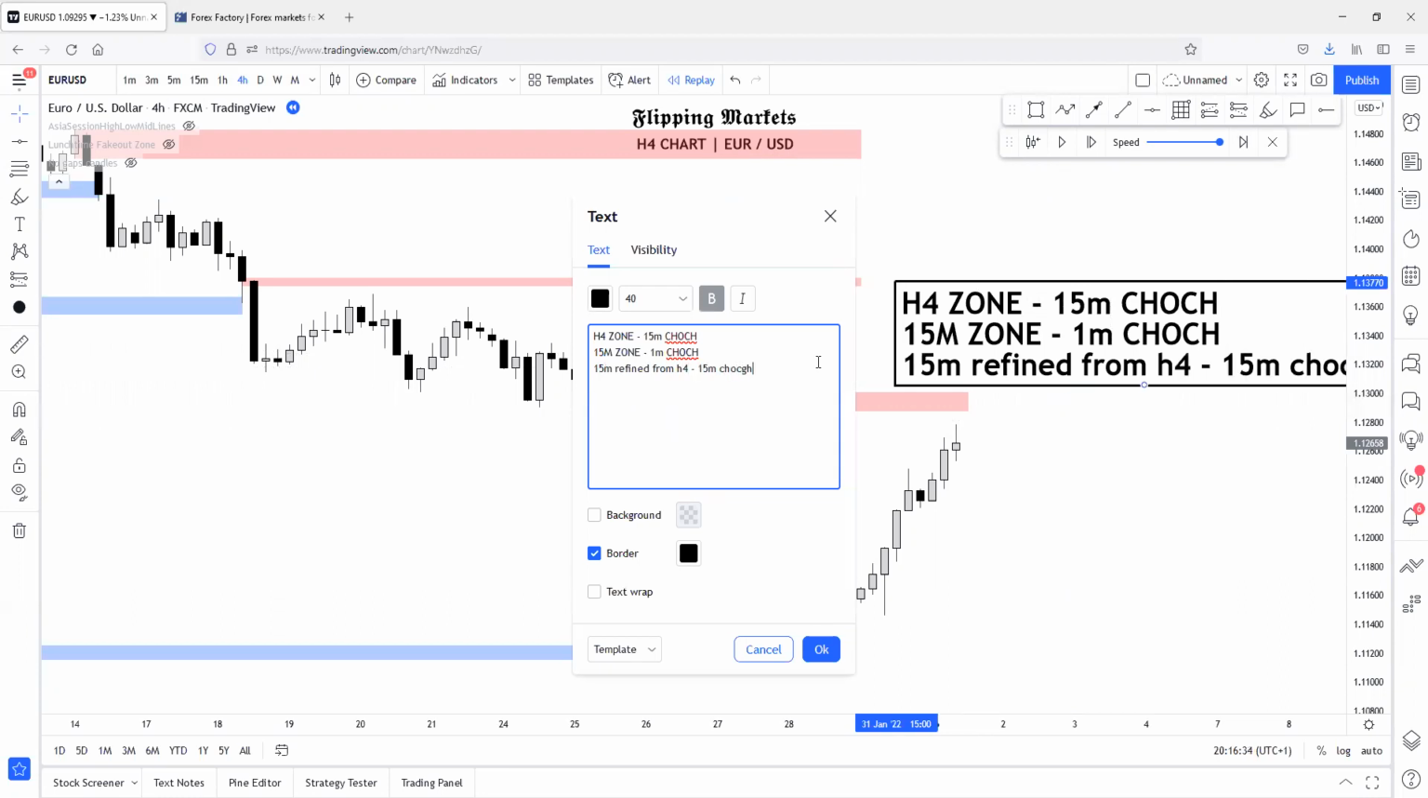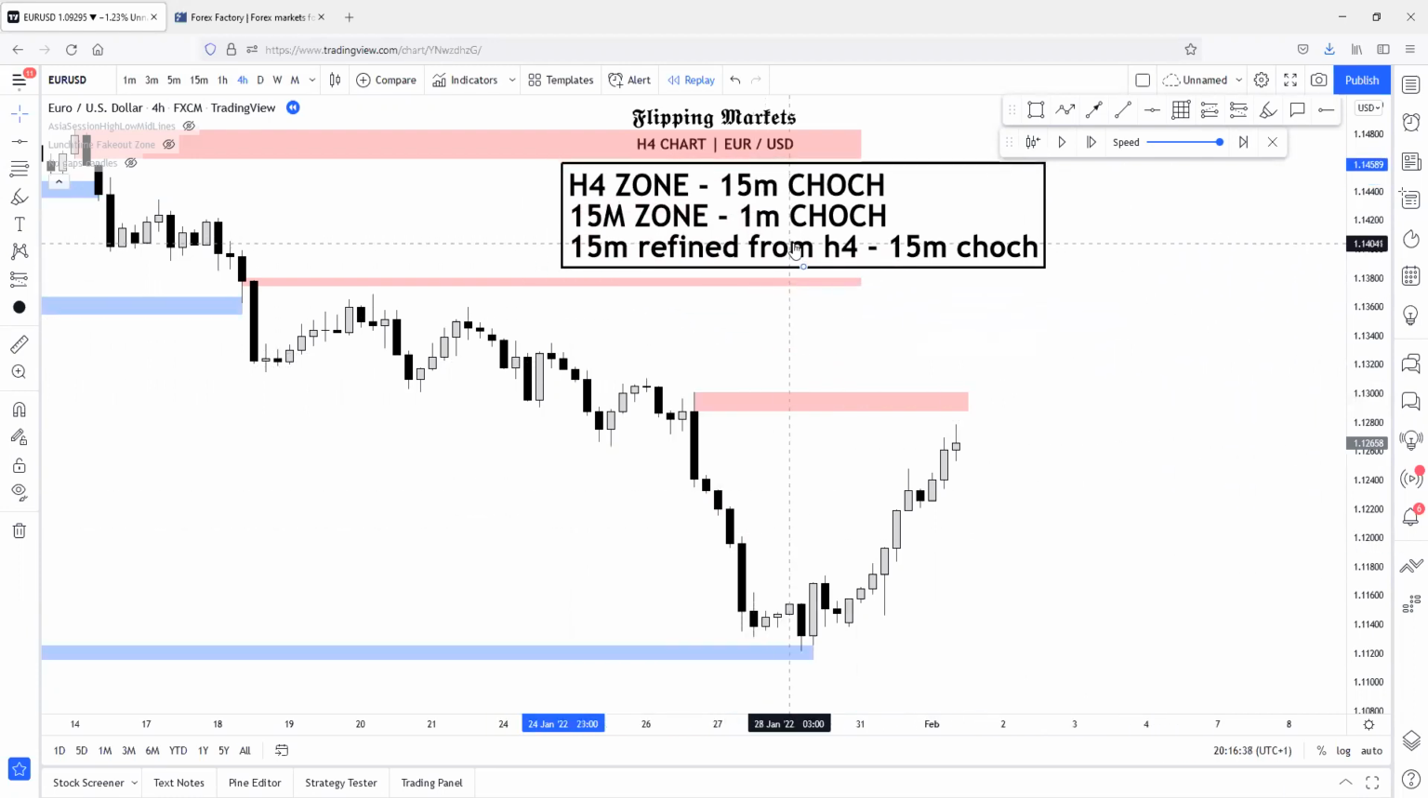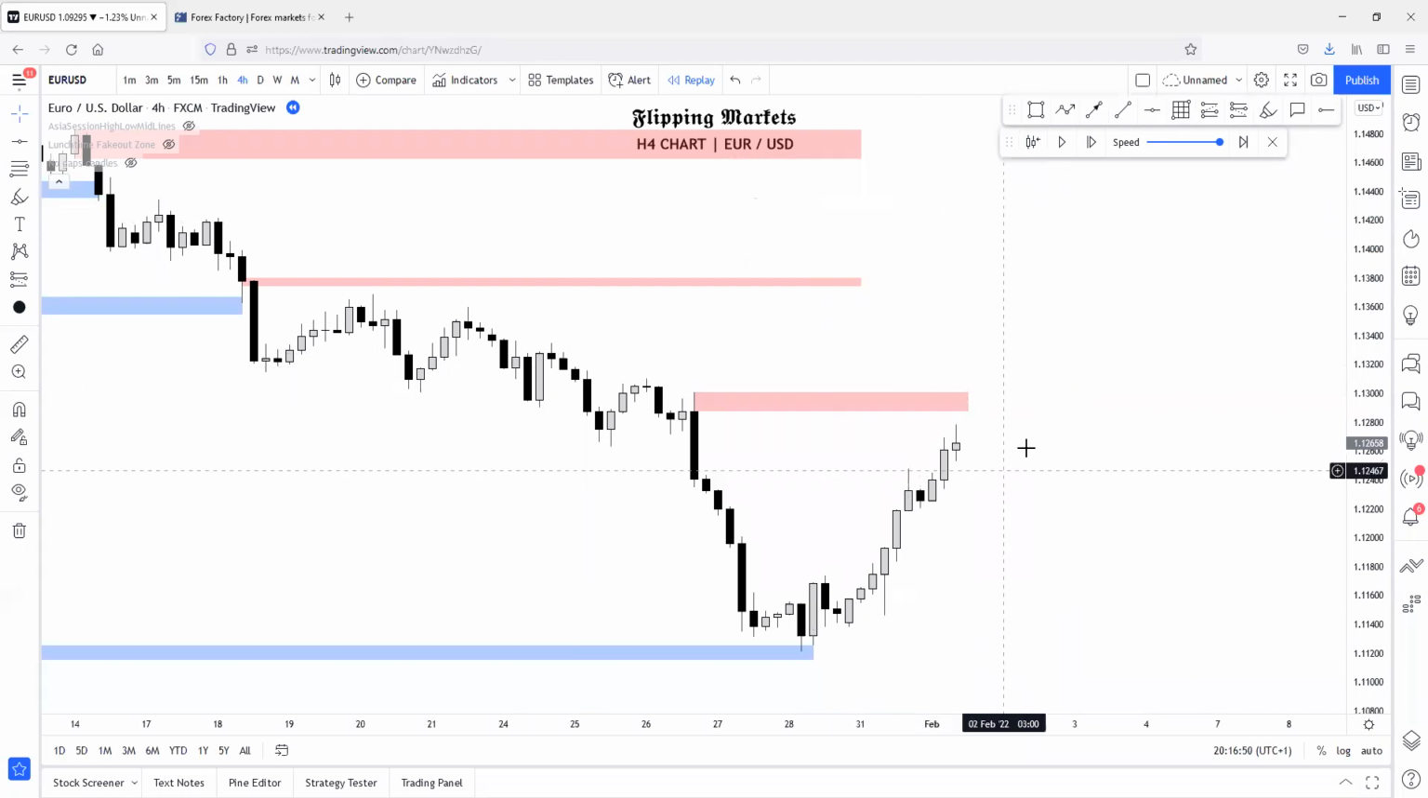This is a really, really important rule, because I'm getting this question every single day. Just memorize this, screenshot this, save this image and memorize it. 4-hour zone, 15-minute CHoCH. 15-minute zone, 1-minute CHoCH. 15-minute refined, 15-minute CHoCH. This is a golden rule. Okay, let's just move on.